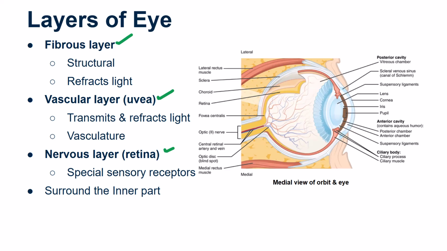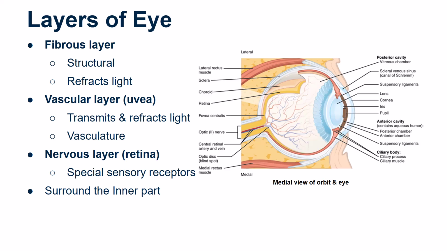So the most superficial layer, or tunic, is the fibrous layer. And the fibrous layer has responsibilities for maintaining structure as well as refraction of light. And refraction of light is along the anterior aspect of that layer. The vascular layer, or the uvea, is responsible for the transmission of light as well as some refraction of light. It's also in the posterior eye responsible for the conduction of vasculature through the eye.